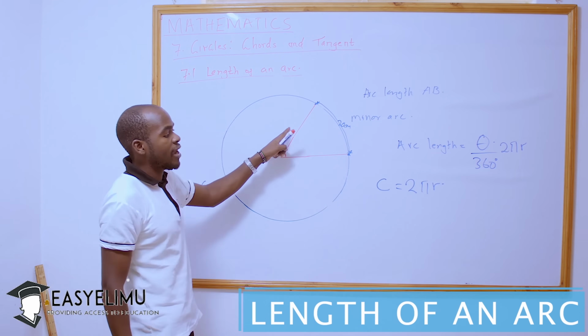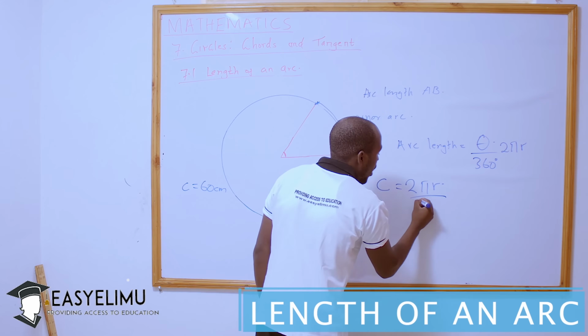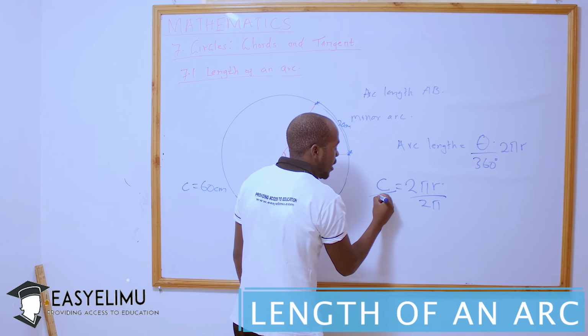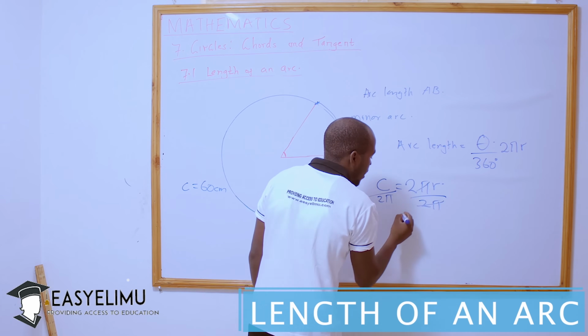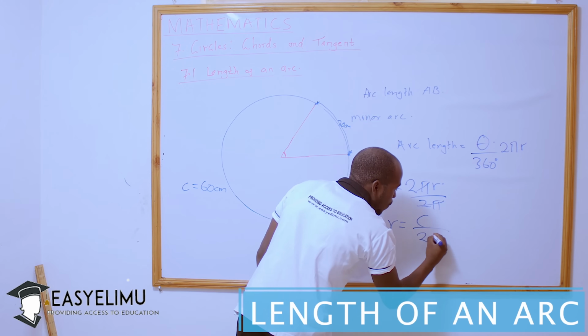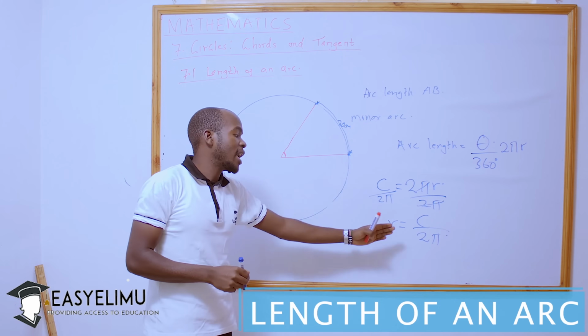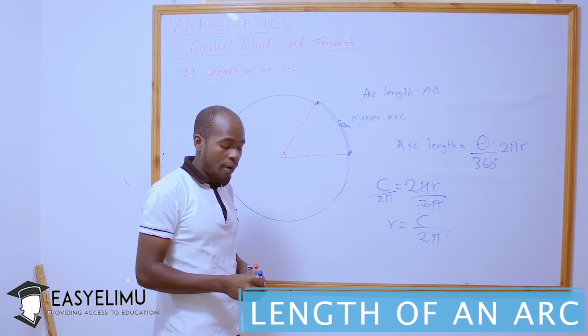So we need to find the radius. First we can make r the subject of the formula, whereby we shall divide by 2 pi, and we find that r is given by circumference over 2 pi. After getting that, we substitute the values which are present and we find our r.